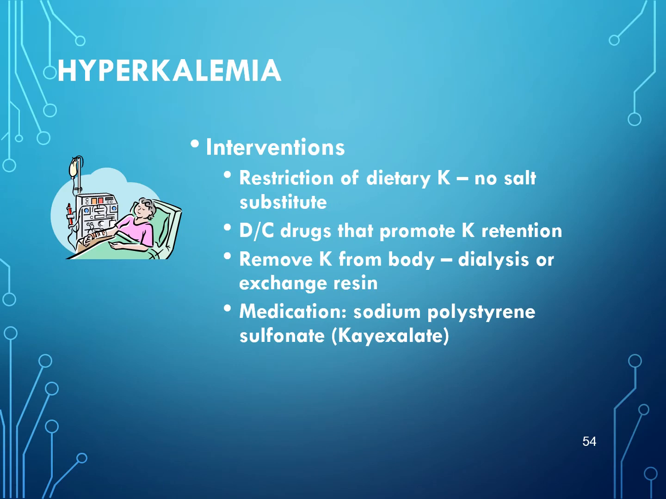What are our interventions? Some of them are kind of simple. You should really be able to think about these and intervene just logically. So restriction of dietary potassium. Their potassium is high. We're going to stop them from receiving more. So we're going to avoid salt substitutes, because again, we talked about this with sodium. They use potassium to replace the sodium.